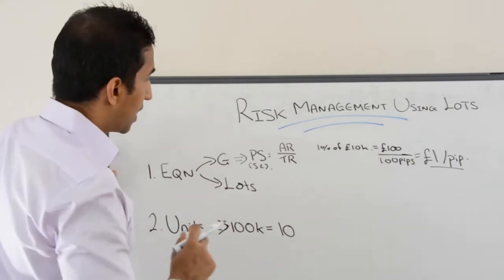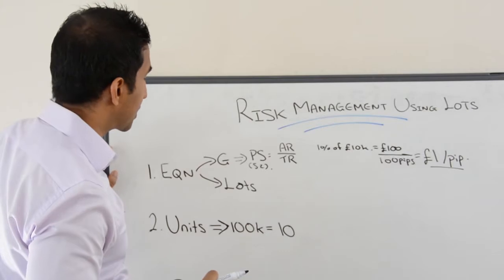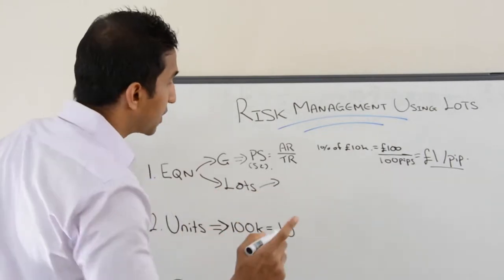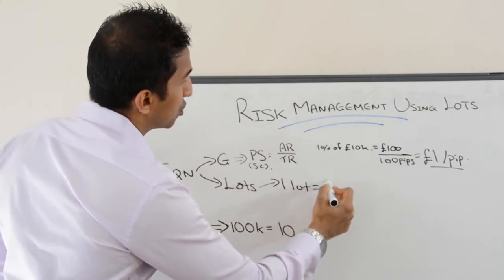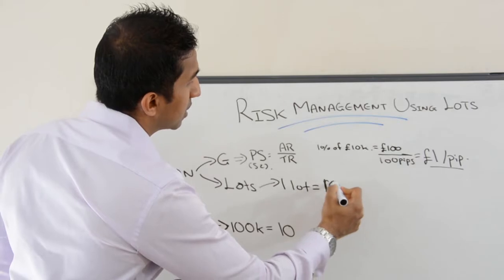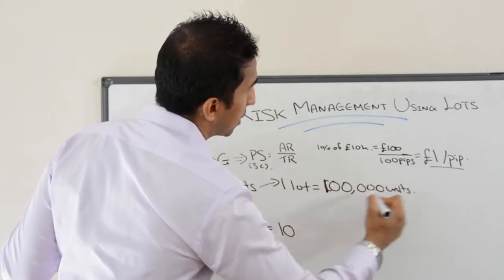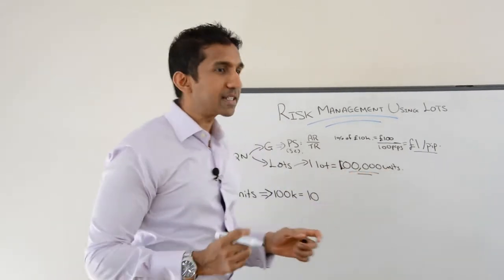Before I carry on to the next point, I do want to tell you that the first point you need to remember is that one lot is equal to 100,000 units. Some of you are asking, hang on a minute, Thierry, what do you mean by units? This is what I'm going to explain now.